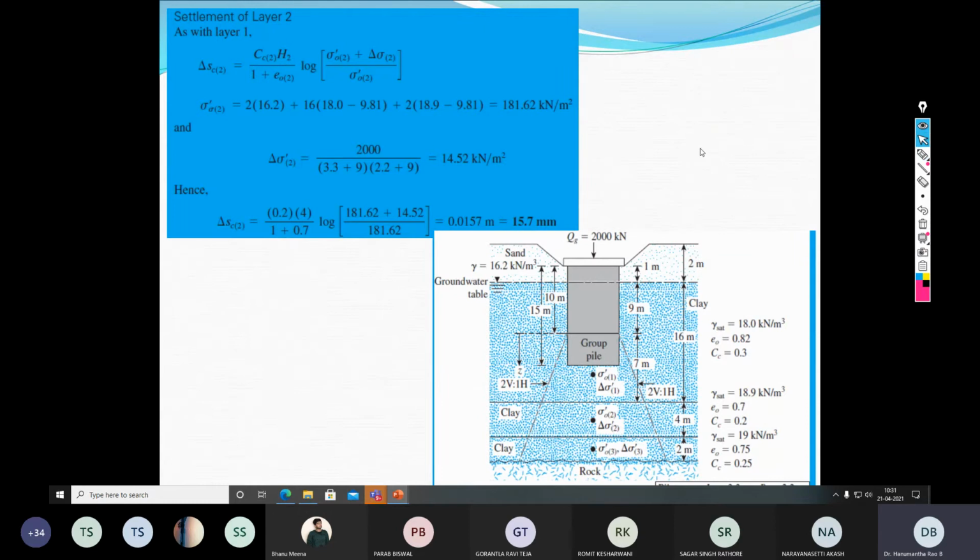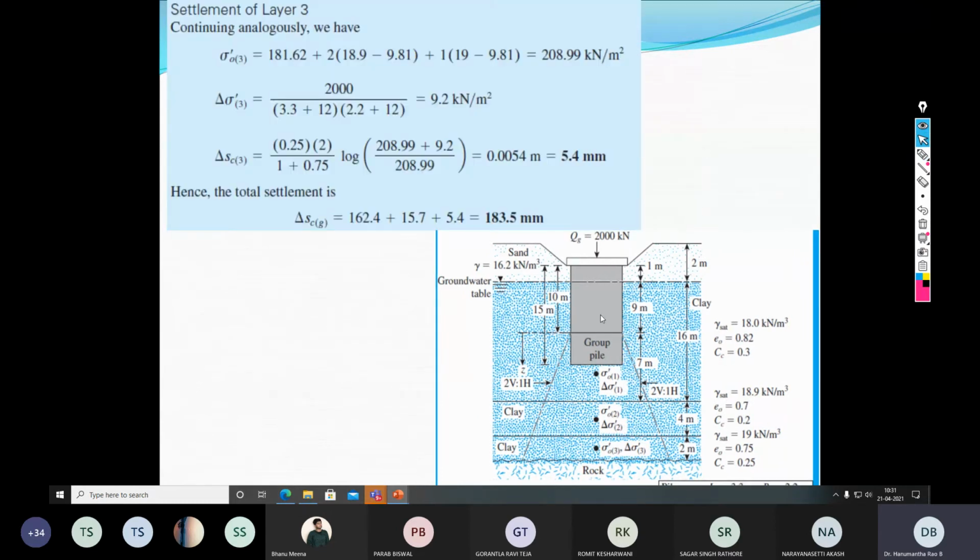Okay, so there is nothing great. Similarly, it is repeated for the clay layer number 3. So the sigma naught 3 at layer number 3. This is sigma naught dash 3.